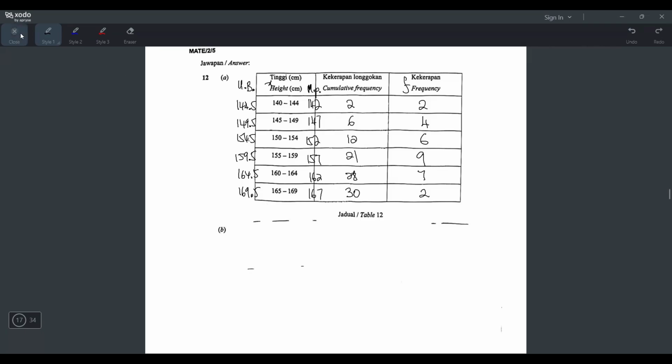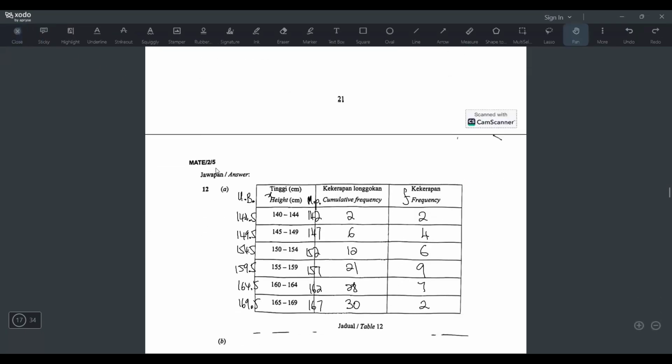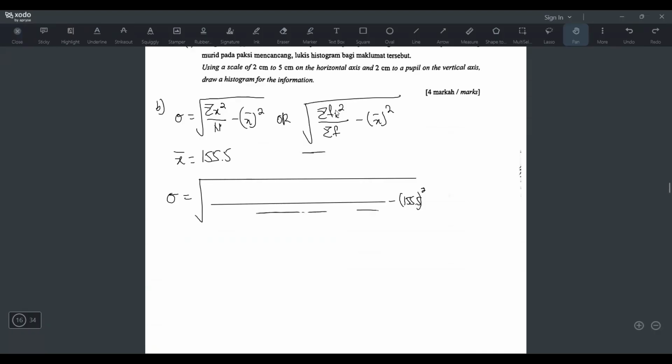All right, after you get all your midpoints, now you know your x already, right? And if you look at the formula, you see where they square it. They square the x, they never square the frequency. So this is how I always teach my own students. I will always tell them, never ever square the frequency, right?